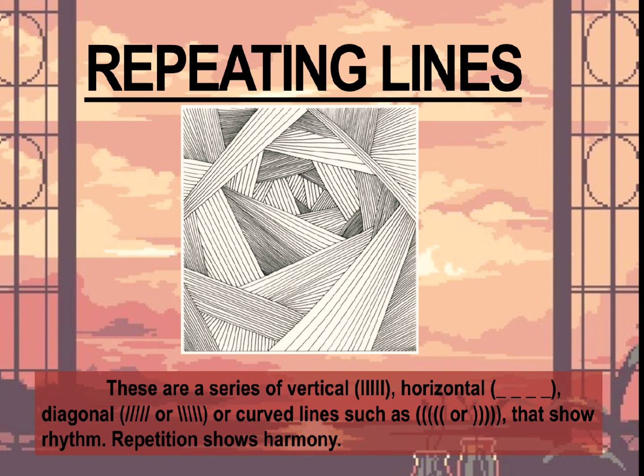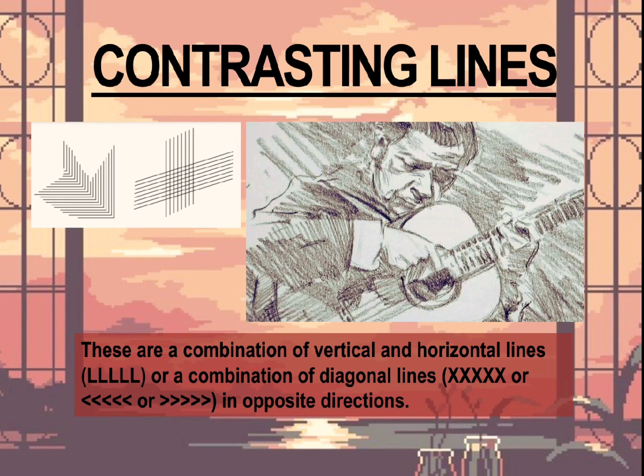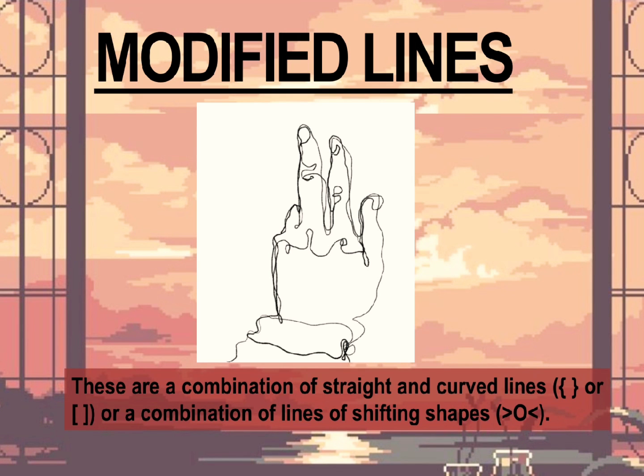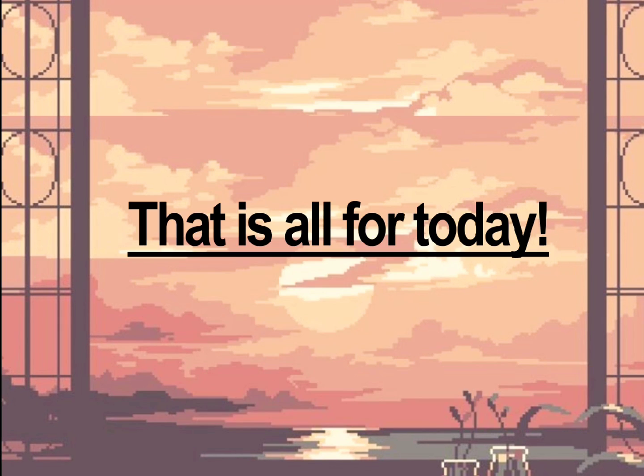Repeating lines. These are a series of vertical, horizontal, diagonal, or curved lines that show rhythm. Repetition shows harmony. Contrasting lines. These are a combination of vertical and horizontal lines or a combination of diagonal lines in opposite directions. Our last line is modified lines, which is a combination of straight and curved lines or a combination of lines of shifting shapes.